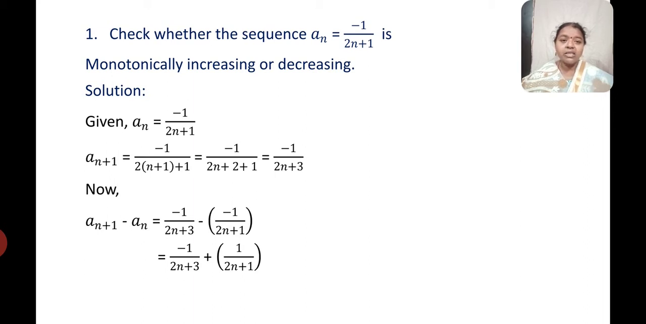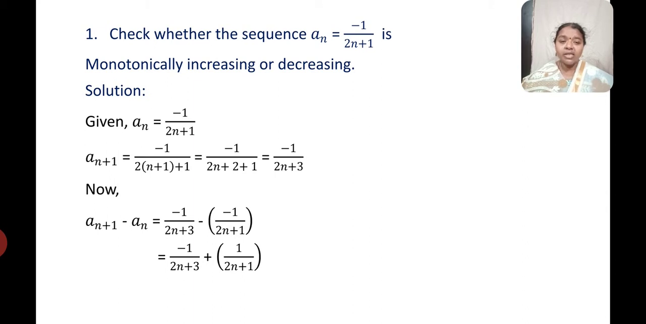So an is given as minus 1 divided by 2n plus 1. I need to find out an plus 1. And how do we do that? We would be replacing n by n plus 1. So we get minus 1 by 2 into n plus 1 plus 1. When I multiply 2 individually, I get minus 1 divided by 2n plus 2 plus 1, which is minus 1 by 2n plus 3.